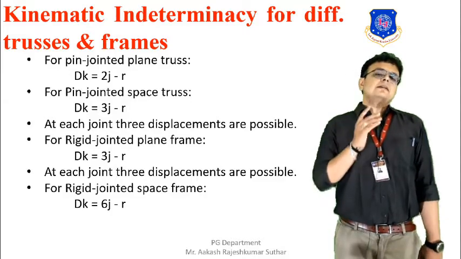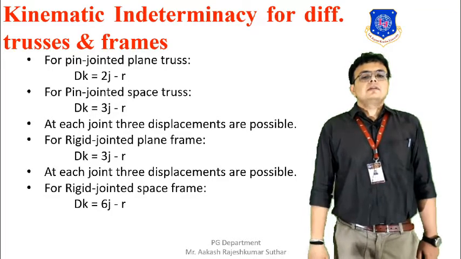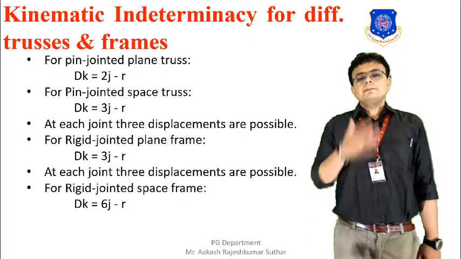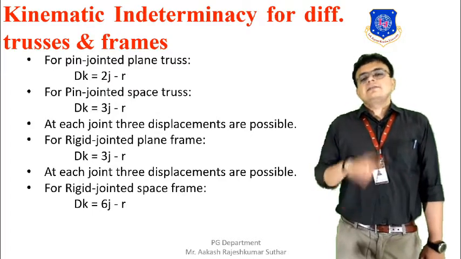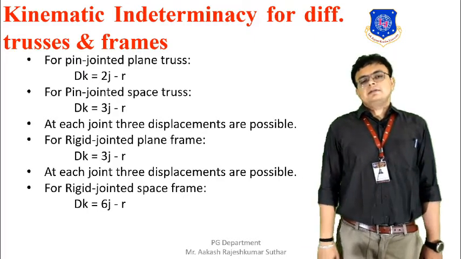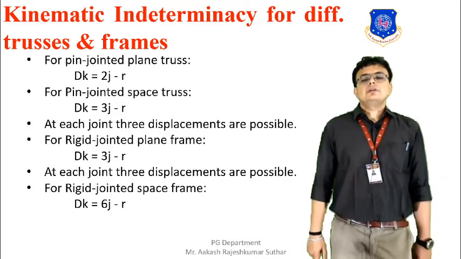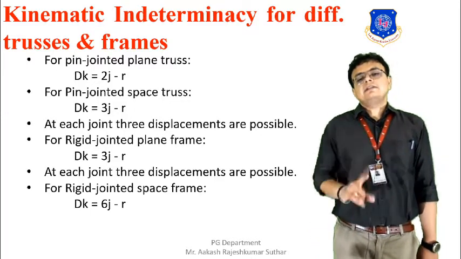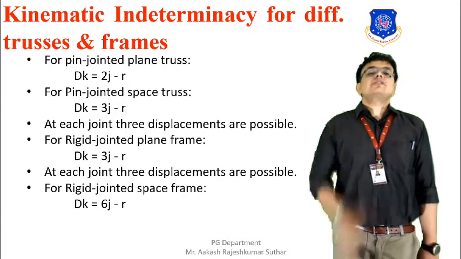Okay, so basically we can say that there are some formulas which have been finalized to find the kinematic indeterminacy of different trusses and frames. So dk here means the degree of kinematic indeterminacy. For a pin jointed plane truss, dk will be equal to 2j minus r, means 2 into the number of joints minus the conditions of equilibrium that are available. At the same time, for a pin jointed space truss, the formula will be 3j minus r. At each joint, there will be 3 displacements possible.